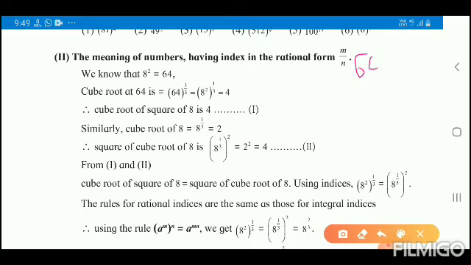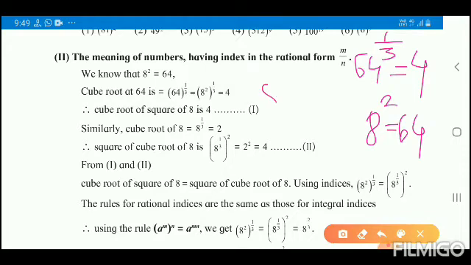64 raised to 1 upon 3 means the cube root of 64 is 4. And the square of 8 is 64. So here, in place of 64 we had written 8 square, and outside we had written the third root of this 8 square. That answer is 4, that you know.